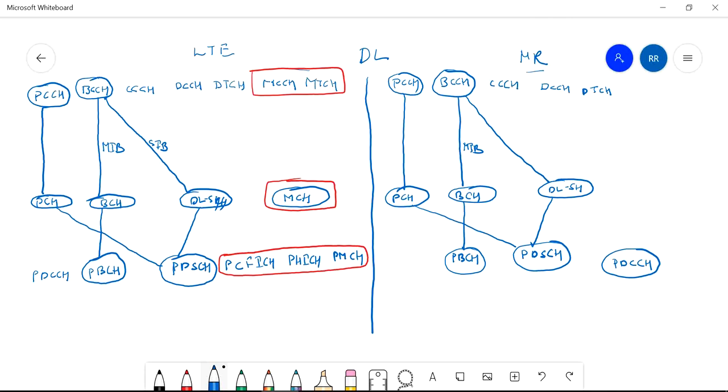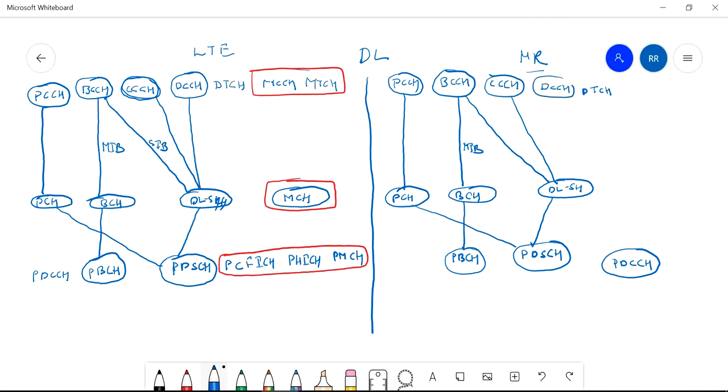Now CCCH. So CCCH, the common control channel, is mapped again here to the downlink shared channel, because it has many channels, control channels, and data information. That's why it is called shared channel. Okay. Now DCCH, and here also in LTE and in NR, CCCH is mapped with this one. DCCH is also mapped with the downlink shared channel.